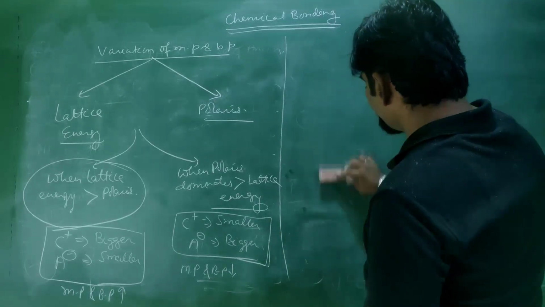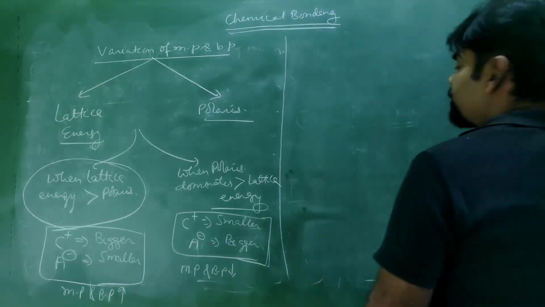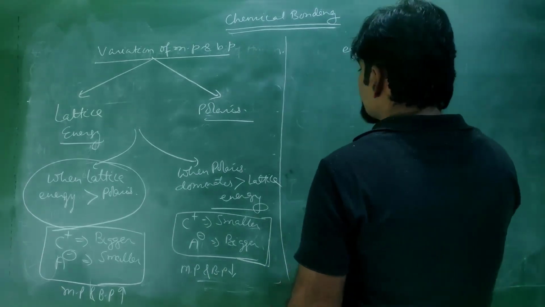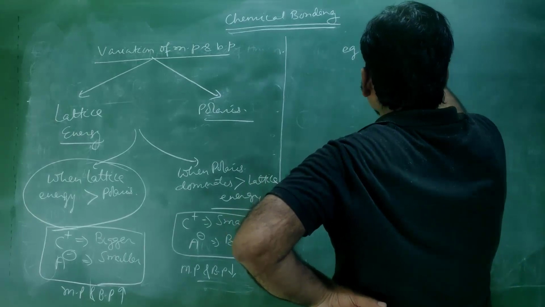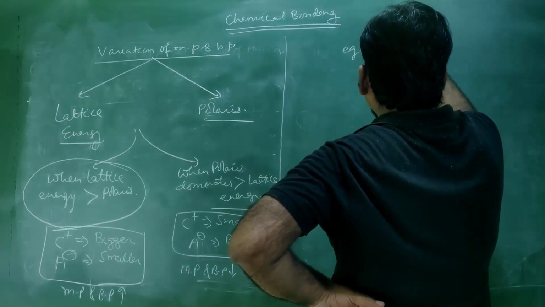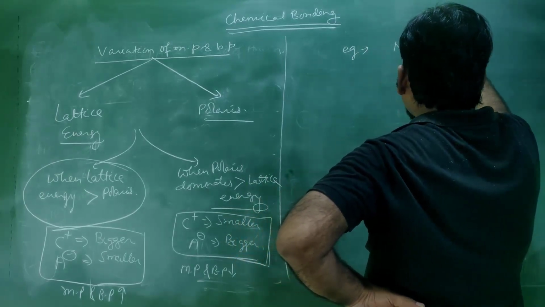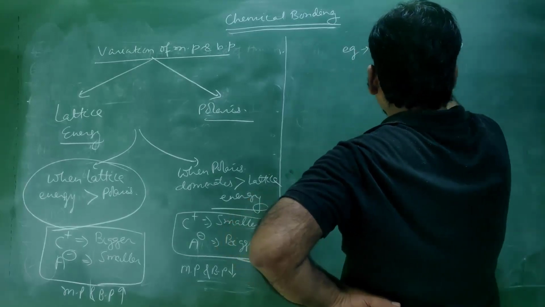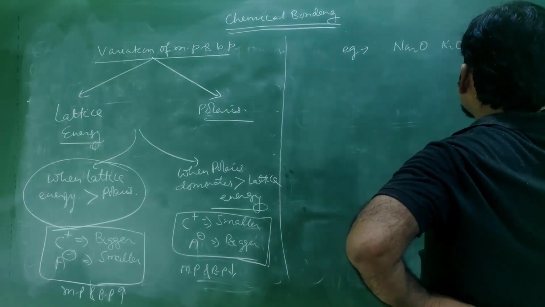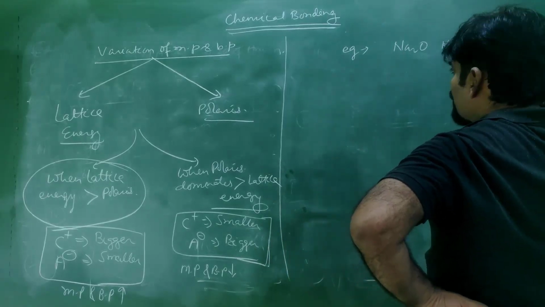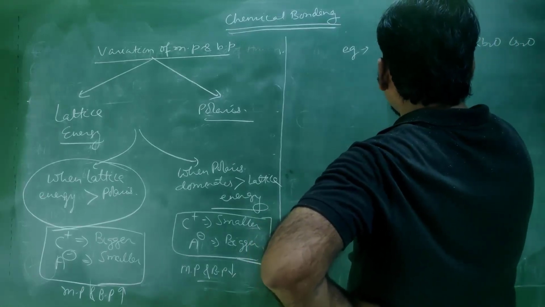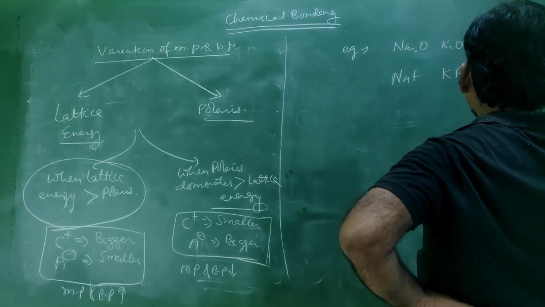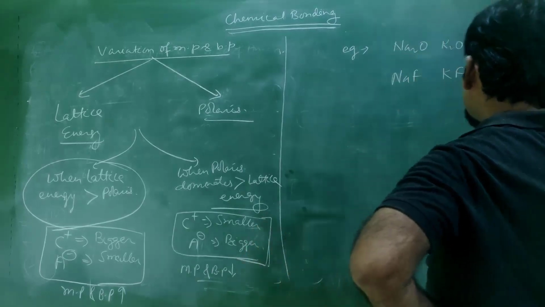For example, suppose we have Na2O, then K2O, then Rb2O, then Cs2O. Alright, all this. We have NaF, we have KF, RbF, CsF, etc.